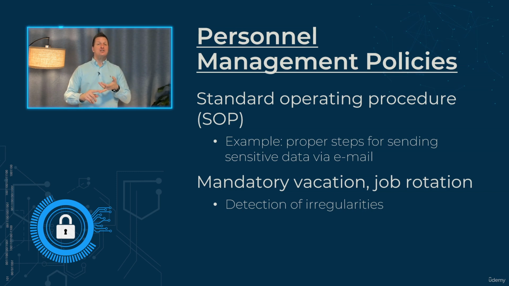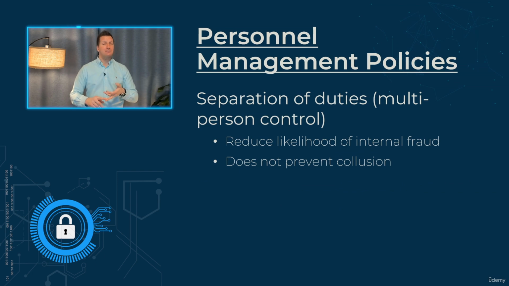We then have separation of duties as another personnel management type of control. Separation of duties allows us to make sure that we've always got more than one person completing a business process, so we don't have a single person conducting a process from beginning to end. The idea is that we want to reduce the likelihood of internal fraud, although if you have a couple of people working together to commit fraud, which is collusion, we're not really stopping that with separation of duties. And then we have to think about any policies surrounding the hiring of potential new employees.